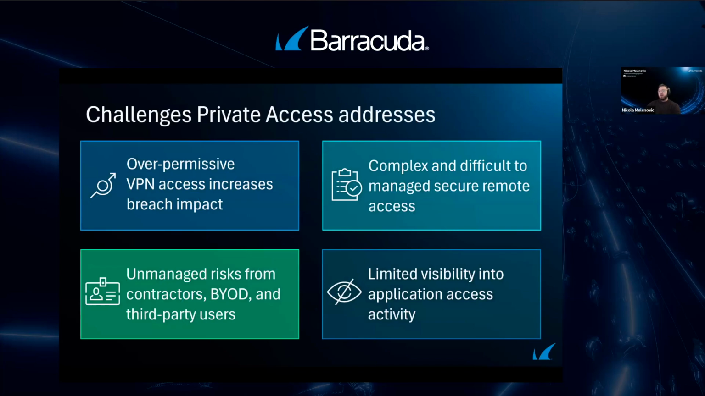So again, which problems are we solving with the Private Access Plan? We prevent the breach impact that you would have with over-permissive VPN access. For example, with VPN, you have implicit access. This means that if a breach were to happen, the attacker can actually move through the network laterally, right? And this is what we are preventing with ZTNA.